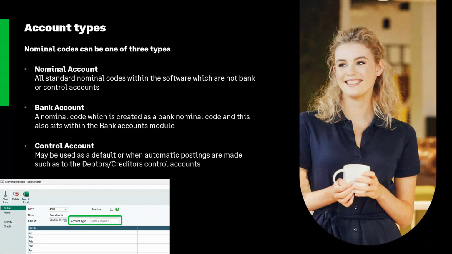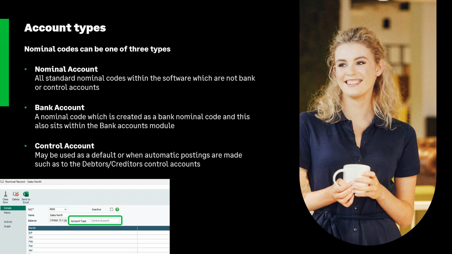Now, there are three types of nominal codes, which actually will not make a lot of difference when you're working in the software. Sometimes when you're entering a transaction, it'll say you can't specify this one. So if you're trying to do a bank payment, it won't let you make a payment from one bank account to another. So there are certain restrictions on certain things. But there are three account types, and you'll see the account type if you go into a nominal record. So not a great deal of difference.